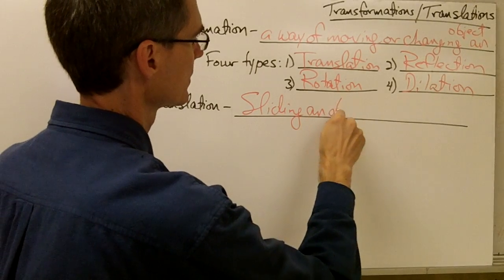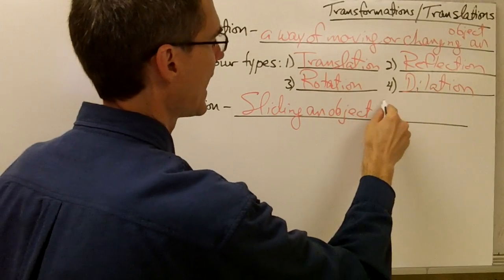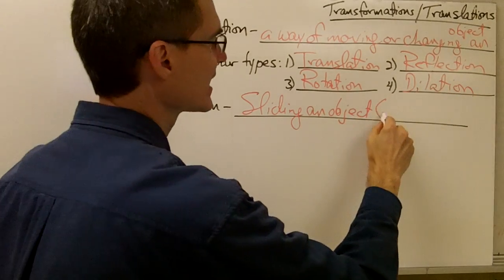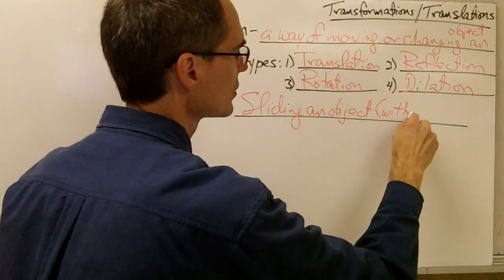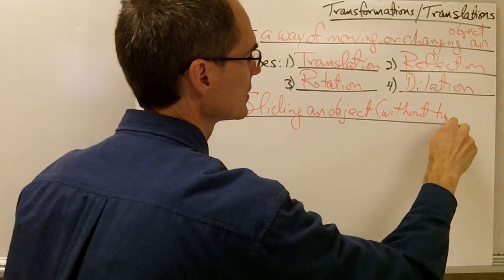And a translation just means sliding an object, and specifically it means sliding an object without turning it.